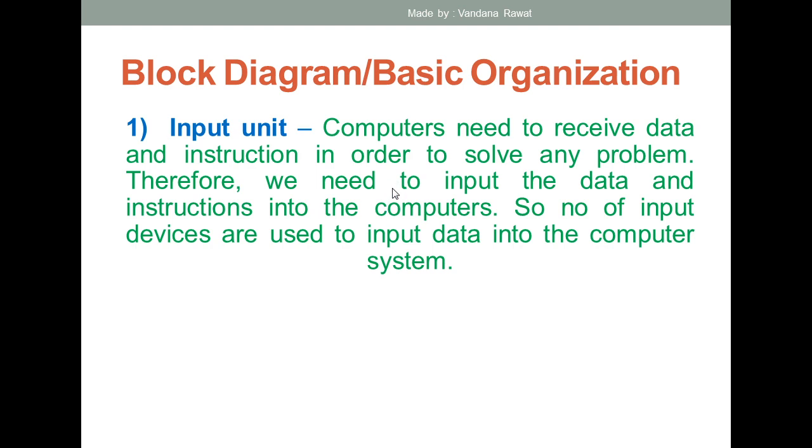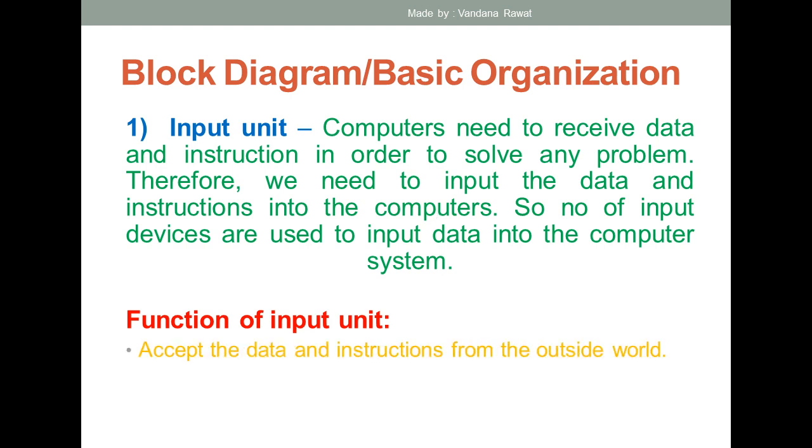In the input unit, the raw data is taken by these devices. The input devices used to capture the data are keyboard, mouse, scanner, and microphone. These are the devices we generally use to give input or feed data into the computer system. The main function of the input unit is to accept data and instructions from the outside world, that is, with the help of the user.